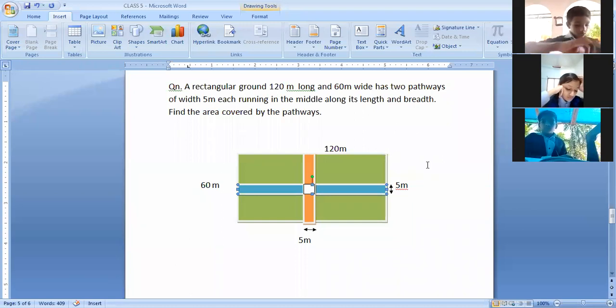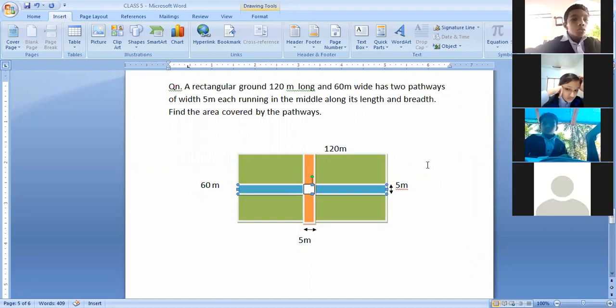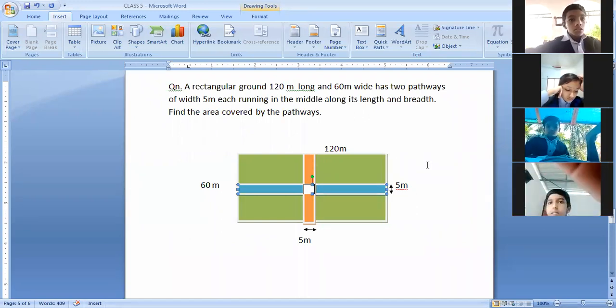So it is enough to find the area of that path, right? Length and breadth we know. We can find the area of that pathway, right? Can we find it? Yes.